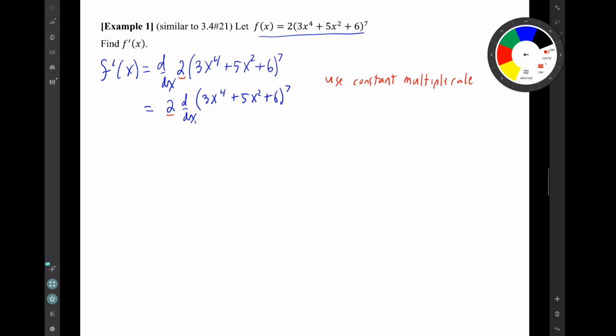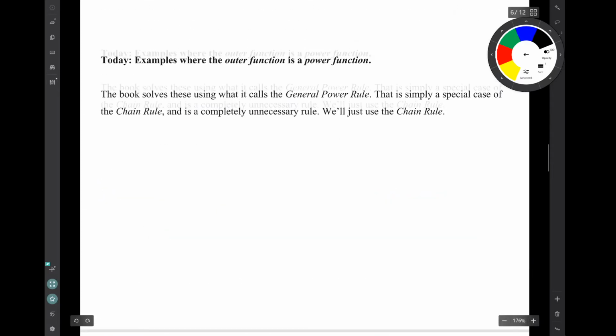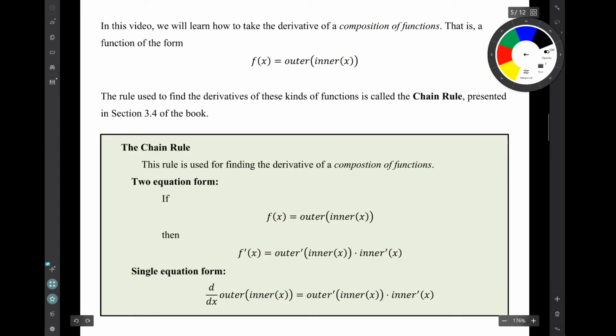Now, notice here we have a nested function, a composition of functions. We have an outer function with this pair of parentheses with an exponent 7, and then sitting inside that pair of parentheses, we have another whole function. So this is a case where we'll use the chain rule. Now let's go back and look at how the chain rule looks. The chain rule says the derivative of one of these things is this.